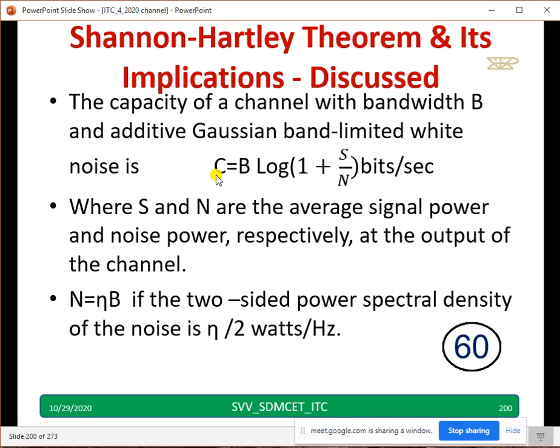So it's a very simple equation. In the exam, some problems may come. They may give B and S by N and ask you to find the channel capacity, or they may give B and C and ask what should be the S by N. Sometimes any two will be given, and the remaining one you may have to calculate. So copy down this equation and try to remember it so that you can solve the problems.